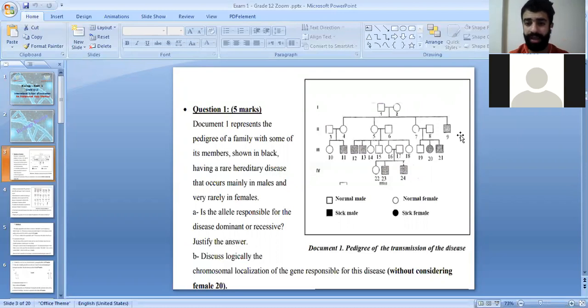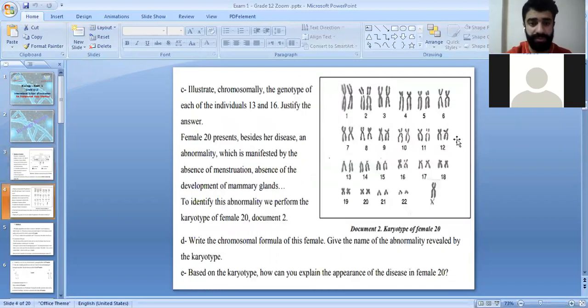If it's on the Y, every affected male should have an affected father. For example, 2-9 here is affected, so his father is normal. So it's not on the Y, because he inherits the Y from the father. So it's not the case. So the allele coding for the disease is located in the non-homologous region of X. It's found on the X chromosome.